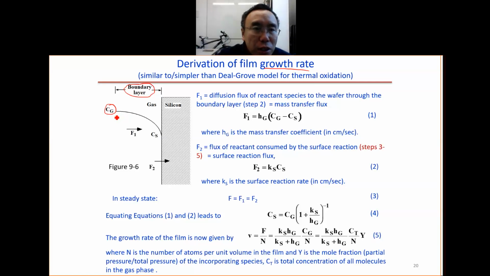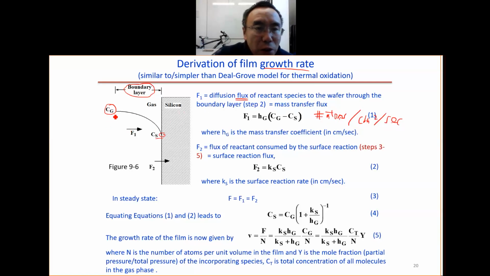So the gas concentration in the mainstream is Cg, and at the sample surface it is Cs. Now we look at the flux. The flux is the number of atoms per area per time. So this is the unit of the flux.